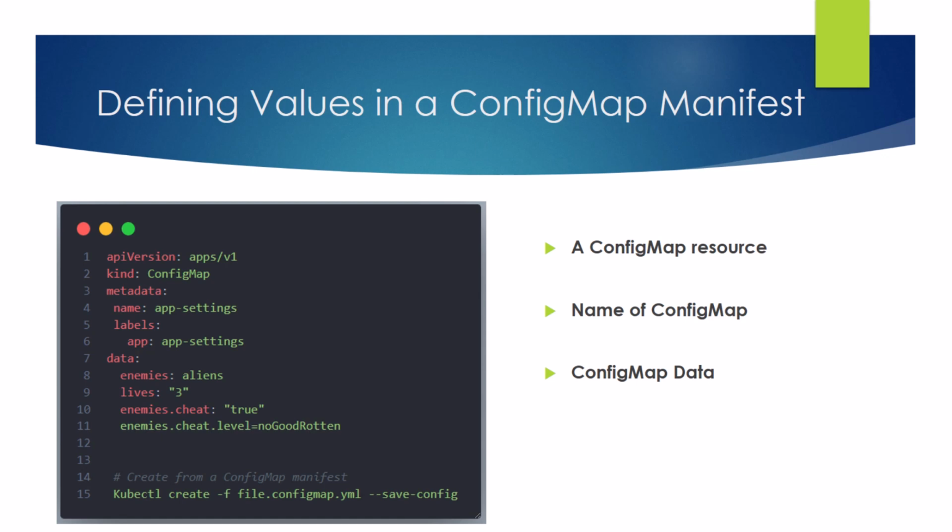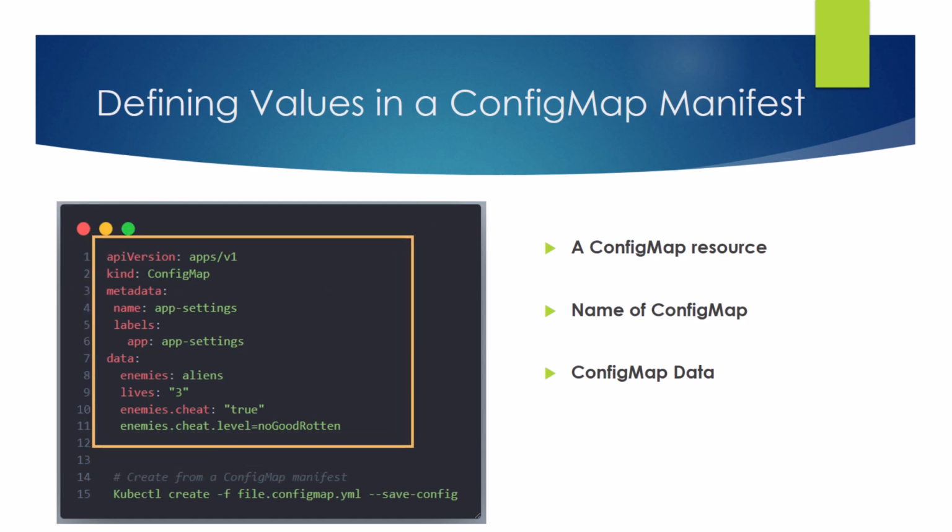So first off, you could do a normal config map manifest. You will notice it looks very similar to what we have seen with pods or deployments or other resources in Kubernetes. So we have our API version, and notice the kind is config map. Now one of the important parts of this, like other Kubernetes resources, is the name, app settings. We are going to need that later to be able to get to the data for this config map.